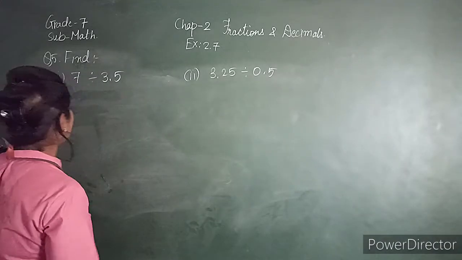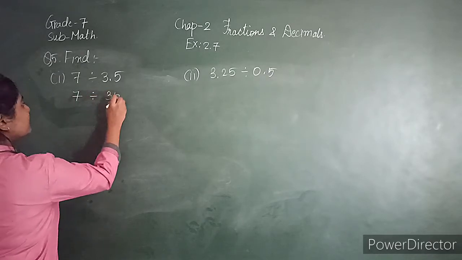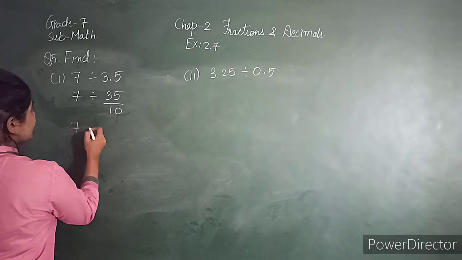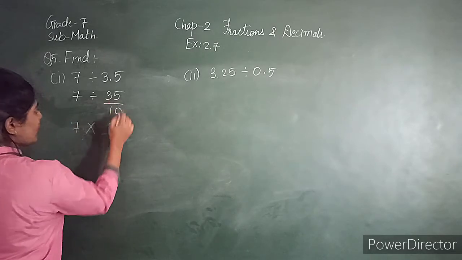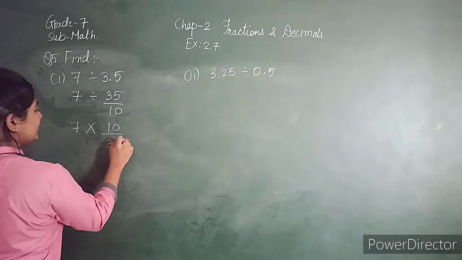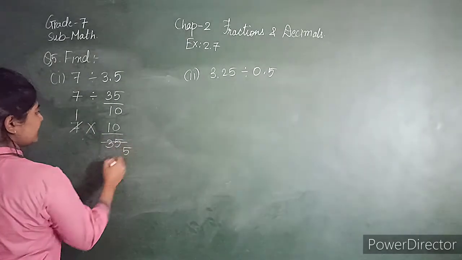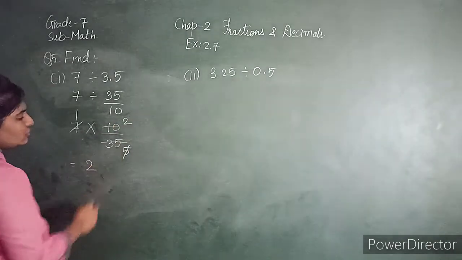Now coming to question number 5. 7 divided by 3.5. If I remove this point, then I have to write 10 in the denominator. So 7, and if I change the sign, then I have to write the reciprocal of this number. So it is 10 upon 35. 7 1 is 7, 7 5 is 35. 5 1 and 5 2, so the answer is 2.